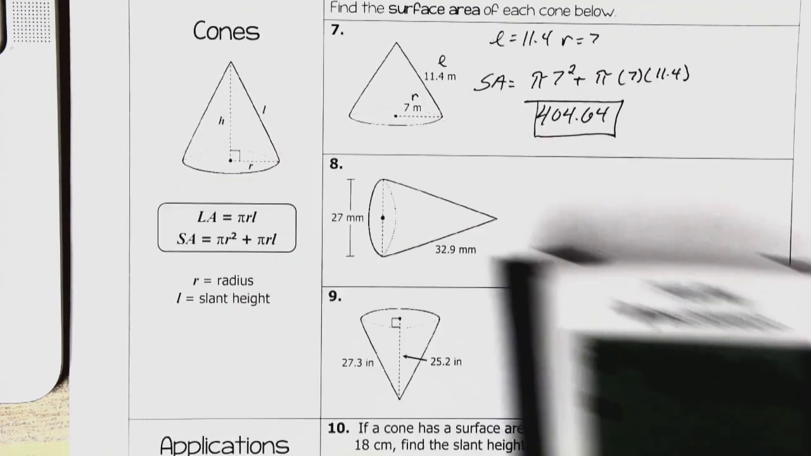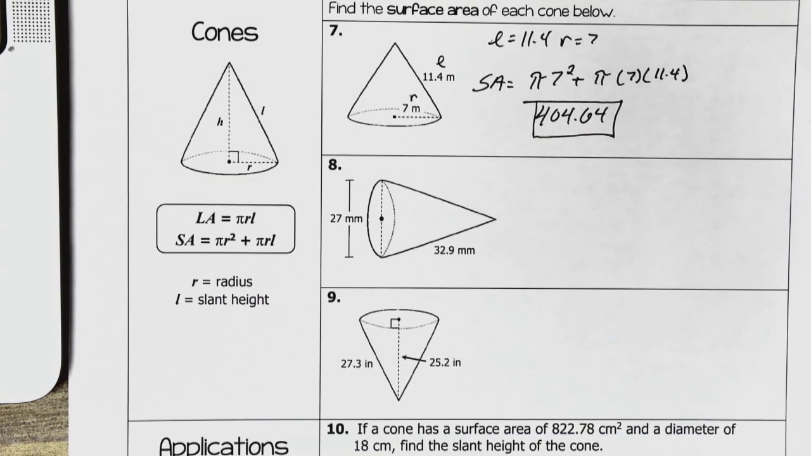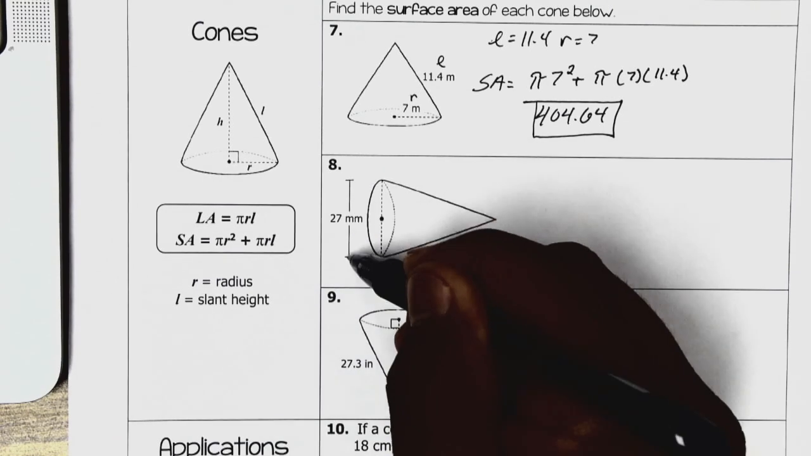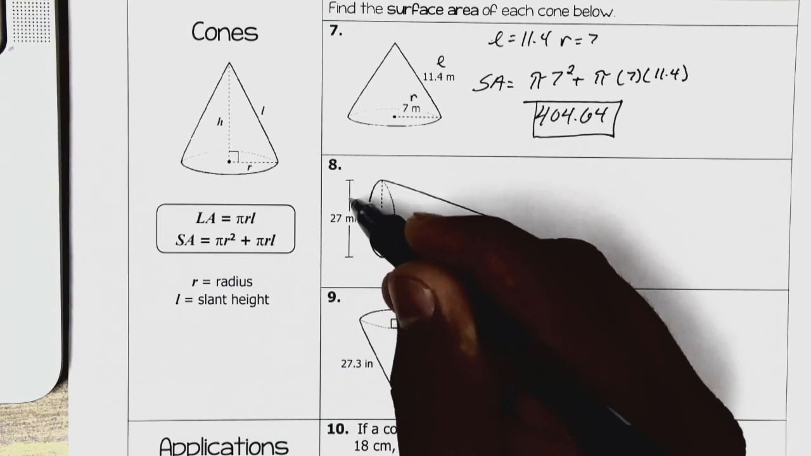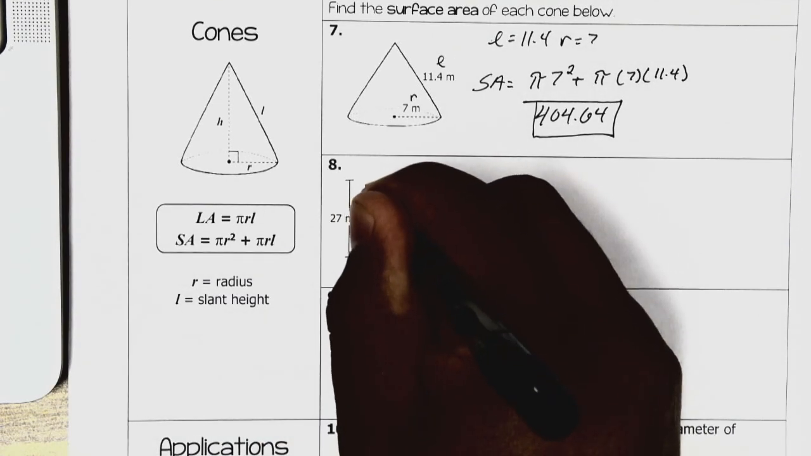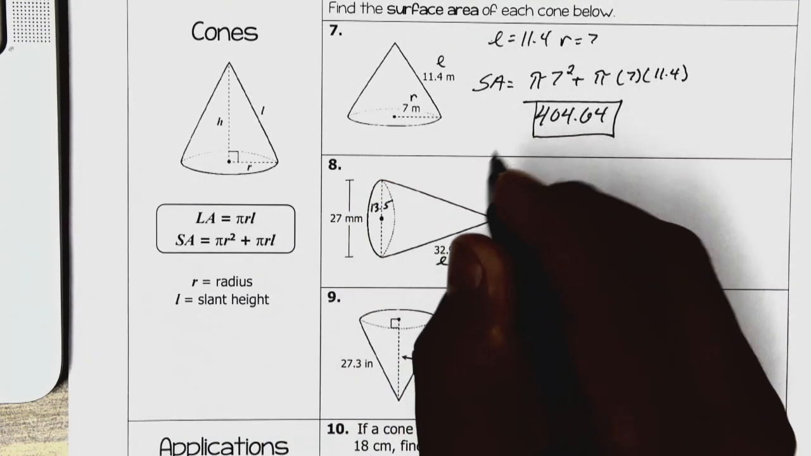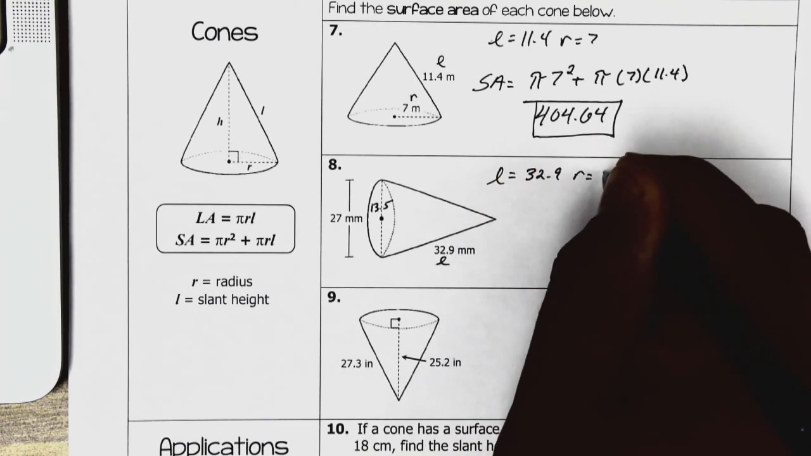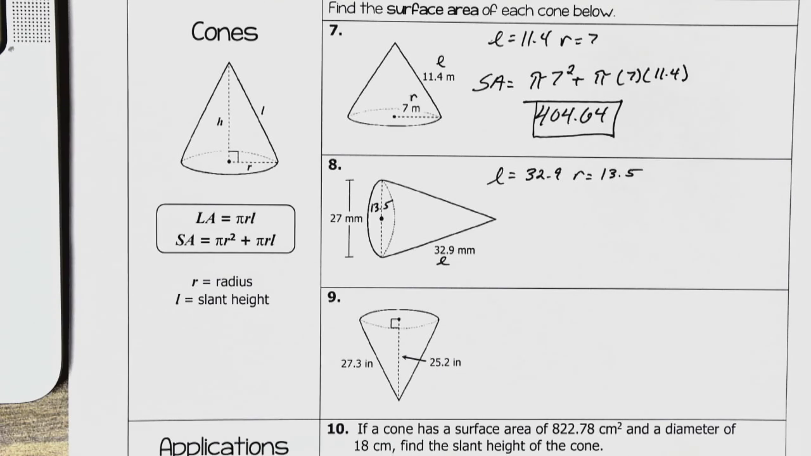And there you go. Real easy. All right, so number 8, it's a cone that's kind of like laying on its side. So right here, this is the slant height. Now this 27 is actually a diameter. So remember, I need only half of it, so I need the radius. So 27 divided by 2 is 13.5. So that's my radius. So L is 32.9, R is 13.5, and all I'm going to do is just plug it into the formula again.